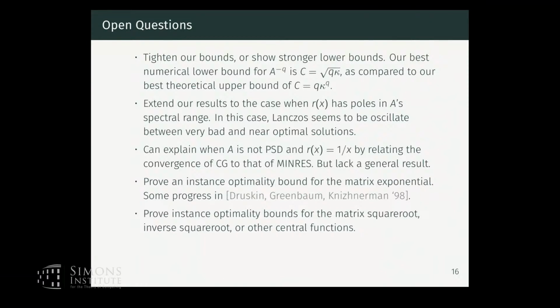Proving instance optimality of the matrix exponential, which would extend the work of Druskin et al. Proving instance optimality bounds for the matrix square root, et cetera. There's a lot of open questions here.